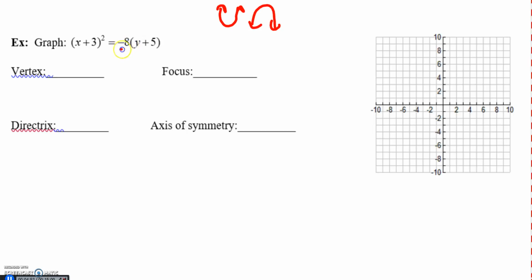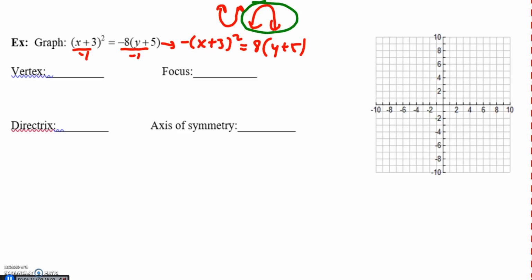So I'd like to point out that if I divide by a -1, because this is negative, my equation becomes negative x plus 3 squared equals 8 times y plus 5. Notice the parentheses don't change sign, just the numbers on the outside. So it turns out that my x is actually negative, which means it's going to be a parabola facing upside down. So because now I know that the parabola is based on x squared, I'm going to write the general form right above it. x minus h squared equals 4p times y minus k.